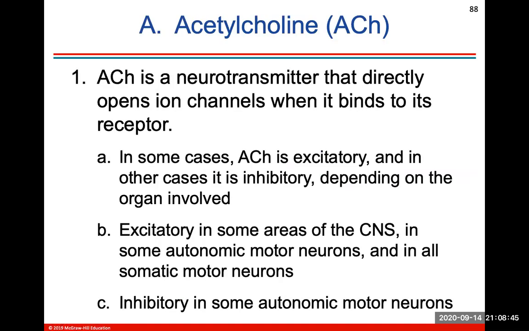Acetylcholine is one of the most important neurotransmitters. It directly opens ion channels when it binds to its receptor. In some cases, acetylcholine is excitatory, so it will excite the next neuron. In other cases, it will inhibit the next neuron, depending on the organ involved. And you can see where it might be excitatory and where it might be inhibitory.